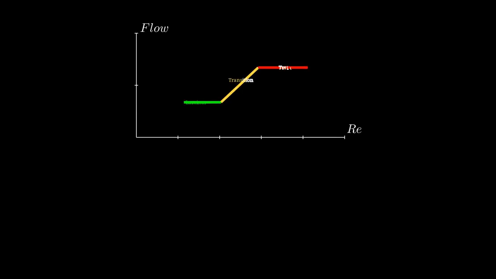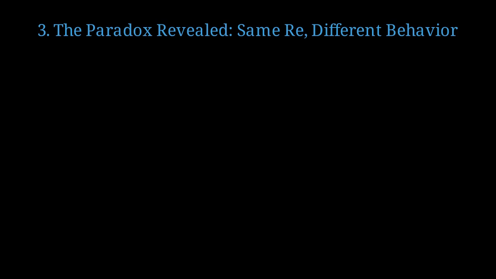This graph shows the flow regimes. Green is laminar, yellow is transition, and red is turbulent. The boundaries occur around Reynolds numbers of 2,300 and 4,000. Now we arrive at the heart of the paradox. Let me show you something truly counterintuitive.